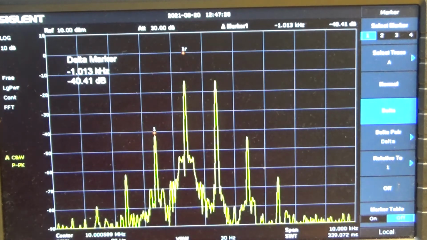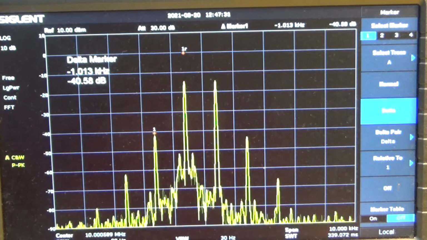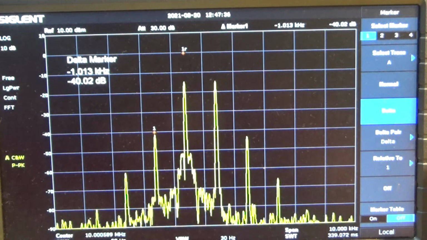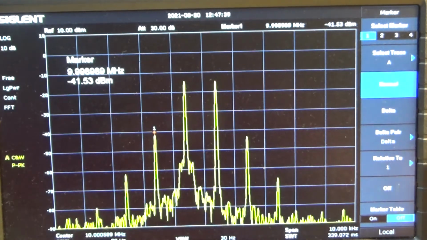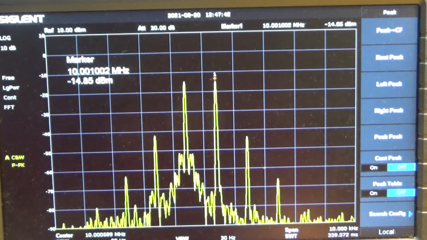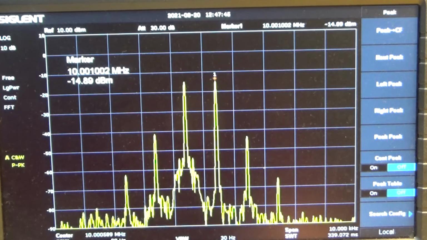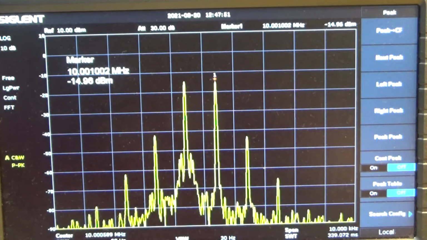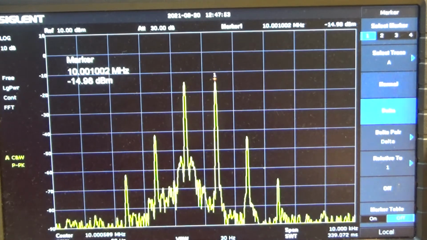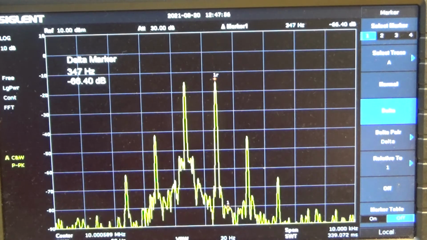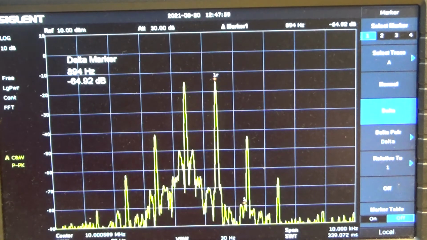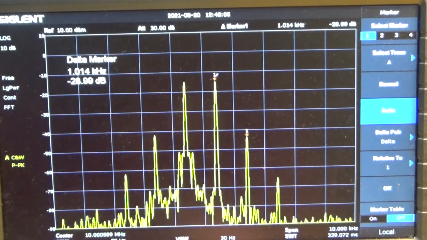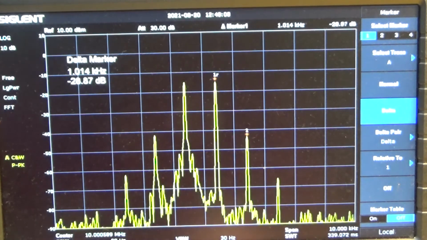right, I've adjusted the bias now, and the amplifier is only drawing 27 milliamps, and of course the gain has gone down considerably. It's minus 14, 16 dB gain, something like that anyway. So if I now do a check on that one, that's gone down to 28 dBs roughly.